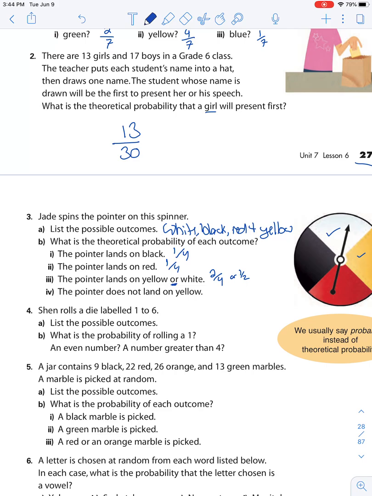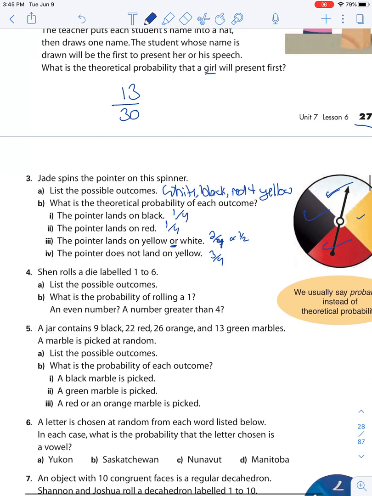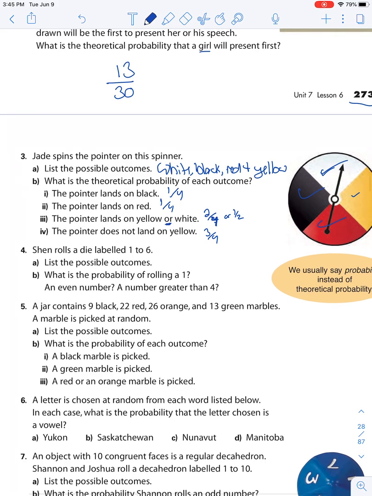Okay, equivalent fractions. Usually though, for theoretical probability, we would keep the original denominator. However, you might see it written in lowest form as well. Okay, and the pointer does not land on yellow, so we're successful if it's here, here, or here. So 3 to 4. Okay, next.